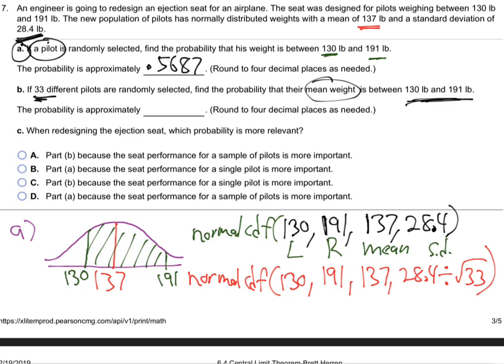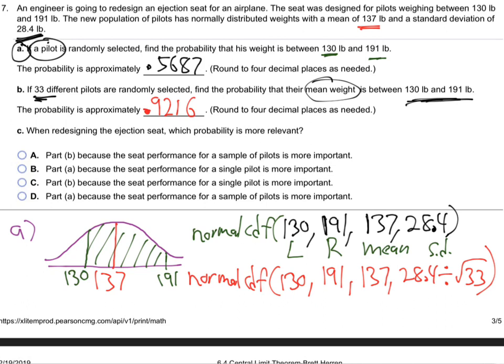And so what will we get? Remember, it tends to move things towards the center. So if it's moved towards the center, it's more likely to be there. It's going to be a really high probability. 0.9215? 0.9416. Oh, round to 6? Okay. So it's much more likely that the average of 33 pilots is in that zone because it centralizes things when you take a big group average.